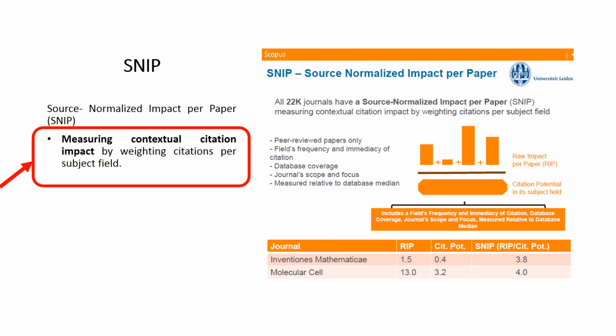Another measure in Scopus is SNIP, S-N-I-P. It means source normalized impact per paper. It measures contextual citation impact by weighting citation per subject field.